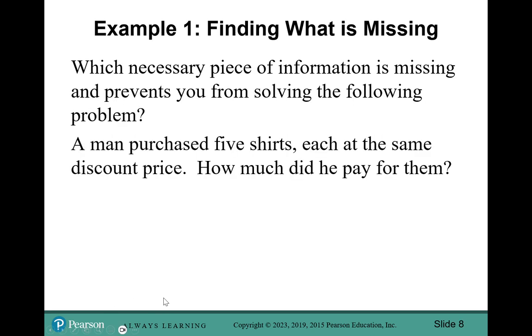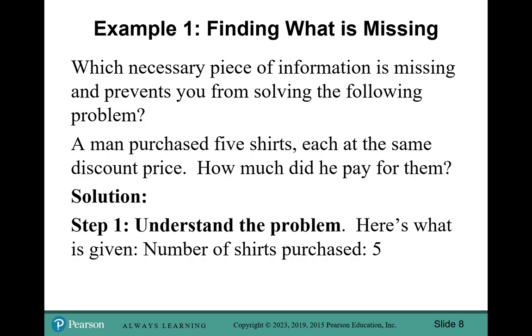So let's look at example 1 and see if we can find what is missing. What necessary piece of information is missing and prevents you from solving the following problem? The problem is, a man purchased 5 shirts, each at the same discount price. How much did he pay for them?